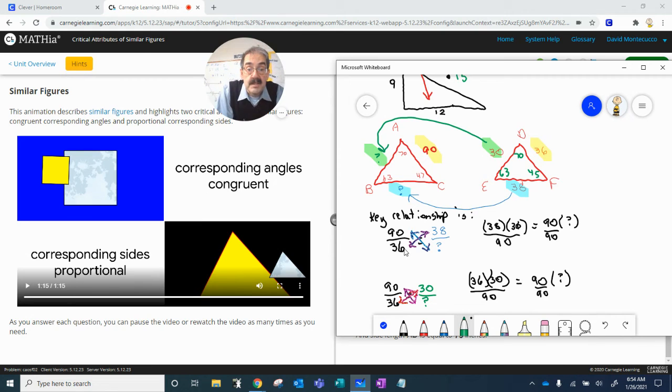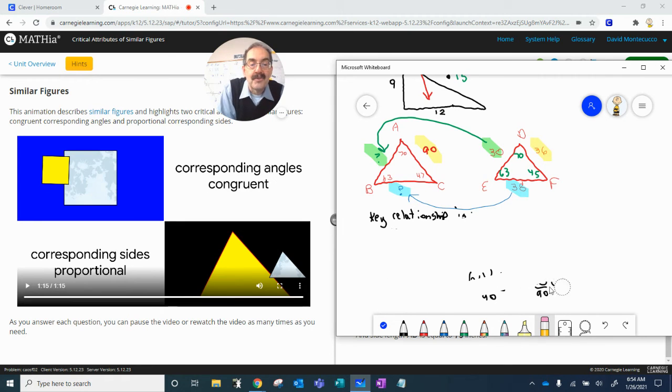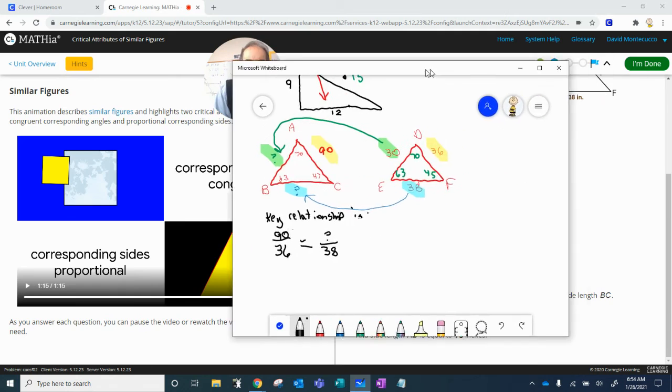90 goes to 36. 90 goes to the 36 as question mark goes to the 38. So I wrote those incorrectly, didn't I? Oops. Yes, I did. First mistake I made all day. Okay, so our key relationship, 90 to the 36 as question mark to the 38. Okay, so it actually says, how do we calculate the question mark?